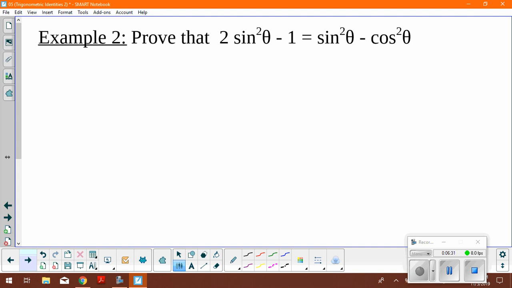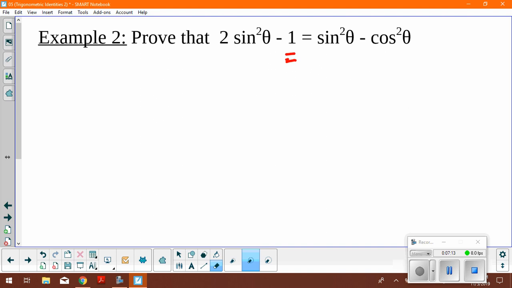Example 2. Prove that 2 sine squared, take away 1, is equal to sine squared minus cosine squared. So for this one, they've both got 2 terms, so I don't think one side is particularly easier than the other to start with. However, a little clue here, I have a 1 there. And I can see on the other side, I currently have sine right here, but I need a cosine. I don't have a cosine at the moment.